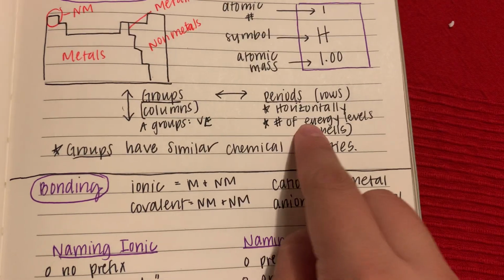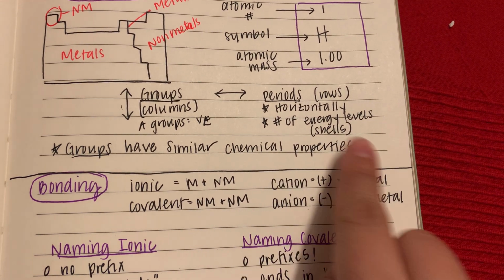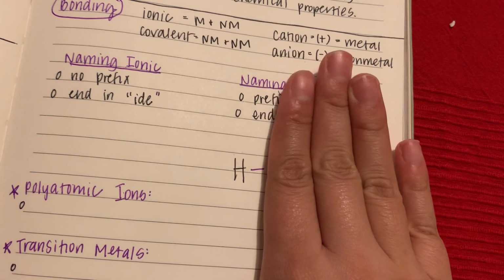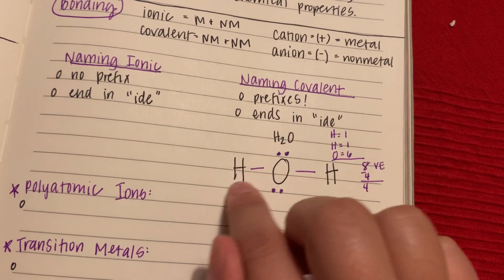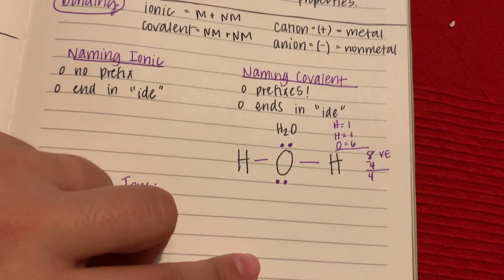And what do periods tell us again? Number of energy levels. So if I only have 1 shell around hydrogen, how many electrons max can it hold? 2. So that's the only reason why hydrogen's good with just 2. Okay, that should be a review. That's why I'm moving quickly. This is a review.